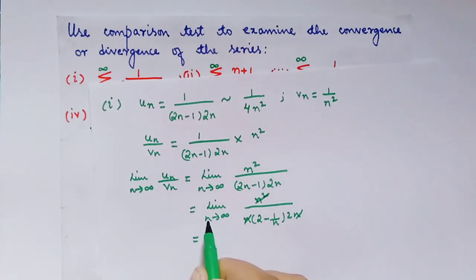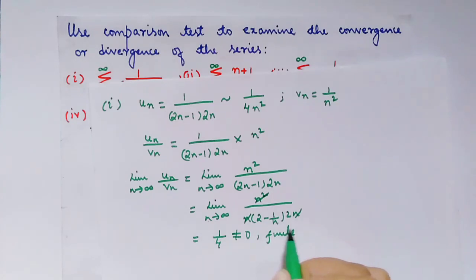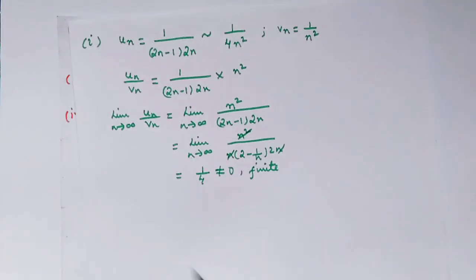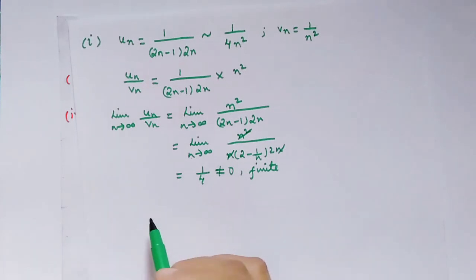Now, as we replace n by infinity, we have 1 upon infinity to be 0. So 2 minus 0 is 2, and 2 into 2 is 4. So the answer is 4. This one is not equal to 0, and it is finite. Okay, now un will converge if vn converges, otherwise it will diverge.